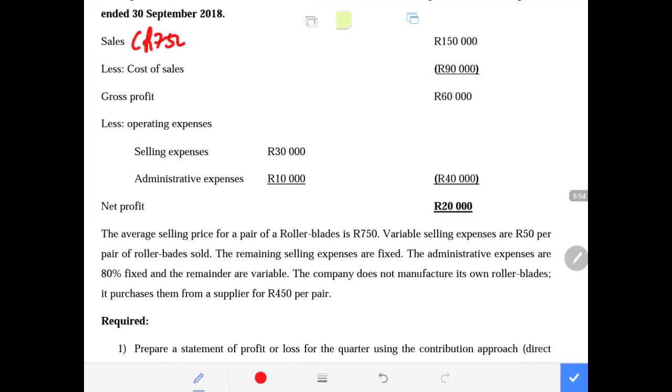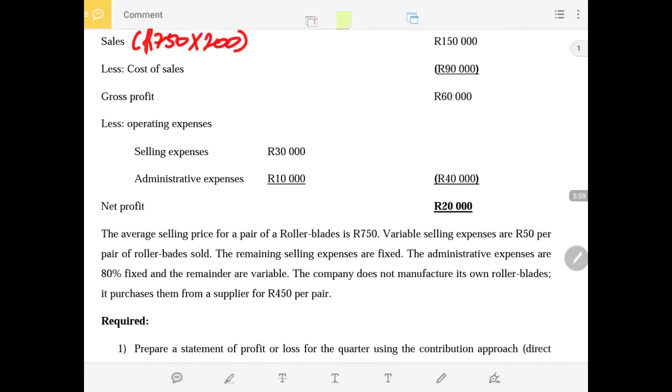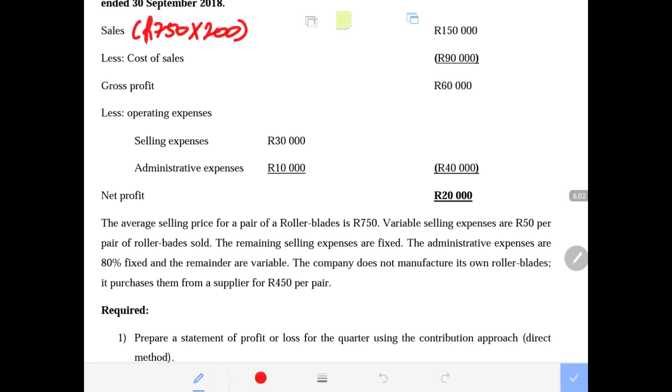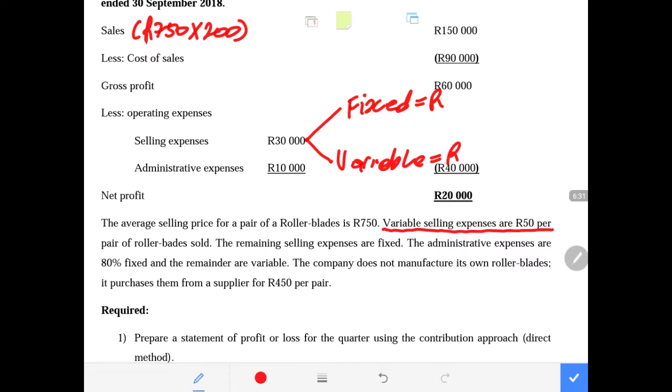So just to recalculate that, 750 times 200 is 150,000 rands. It further says to us that variable selling expenses are 50 rand per pair of roller blades sold. Remember, we have our selling and administrative expenses, and they did not stipulate which portion of this expense is fixed and which portion is variable. So now this information is telling us more details regarding the fixed and the variable part of this expense.